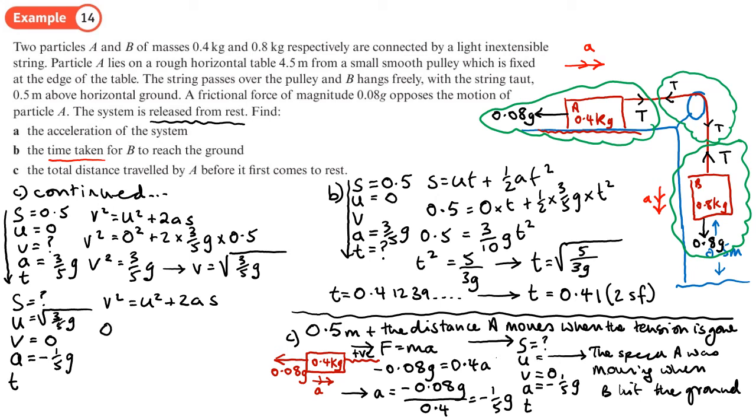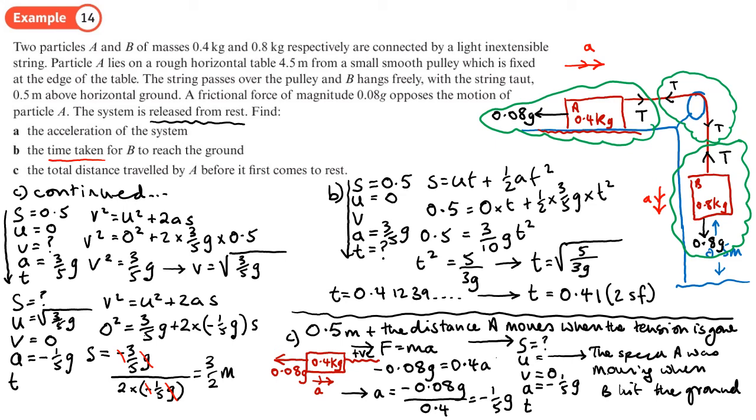Right, so v squared is just going to be 0 squared. u squared, because we've used this value here, if we square it, just becomes 3 fifths g again. So it's useful to work in terms of g. Plus 2 times negative a fifth g times s, which is what we're trying to find. So s is going to equal minus 3 fifths g divided by 2 times negative a fifth g. Now the g's will cancel out, so this is the advantage of working in terms of g. The negatives will cancel out, so you basically end up with 3 fifths divided by 2 fifths, which is exactly 3/2.